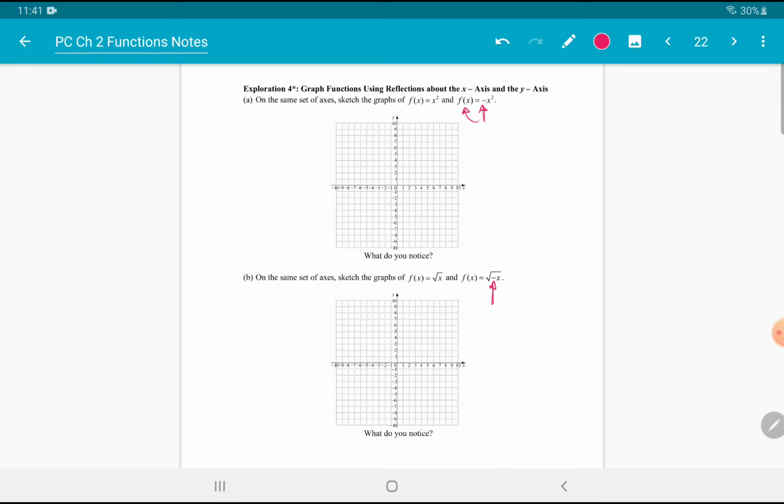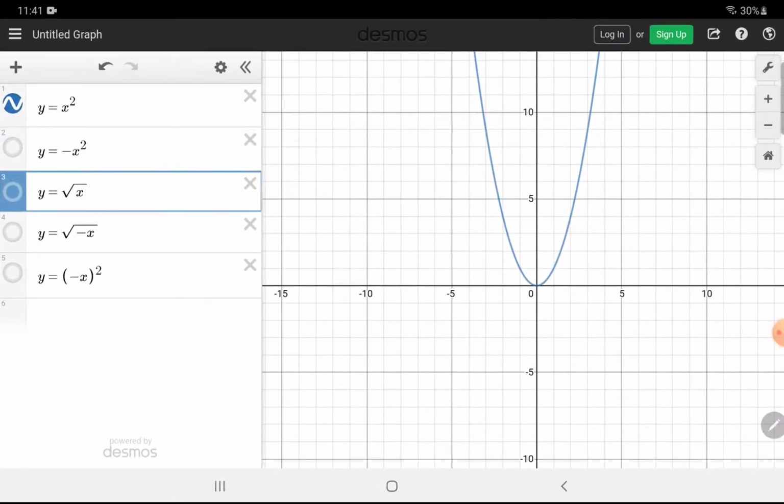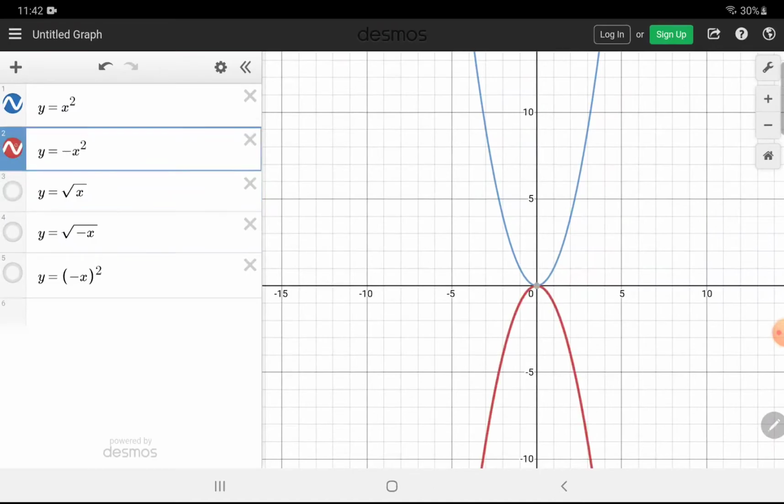Okay, let's take a look at how those reflections occur. In our graph, we have y equals x squared, and if we put the negative sign directly outside the parent function itself, it shows us it is a reflection across the x-axis. We can see that the y values are what's being affected, so what used to be positive now becomes negative. So that's why it's a reflection across the x-axis.